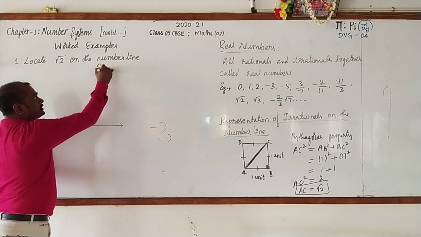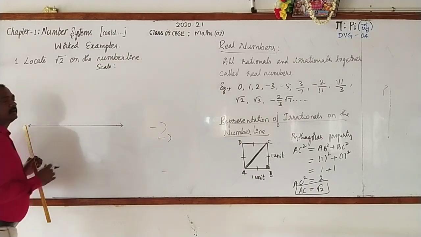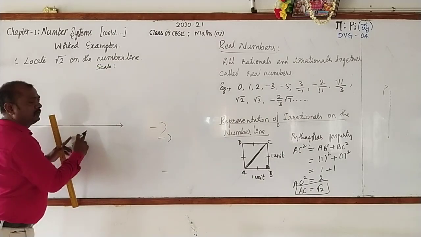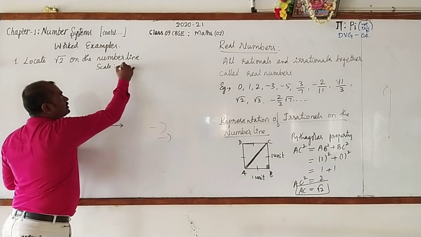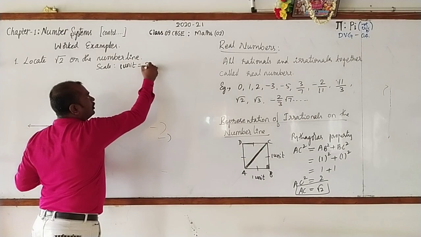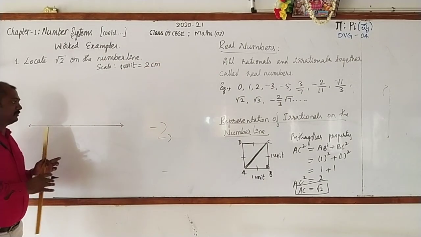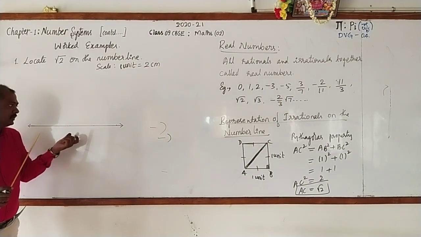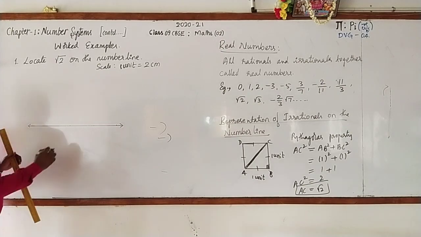That distance should be written here in the part called scale. What is that scale? 1 unit is how much? 1 unit is equal to 2 centimeter in your scale. But here I have taken more because it should be visible to you.